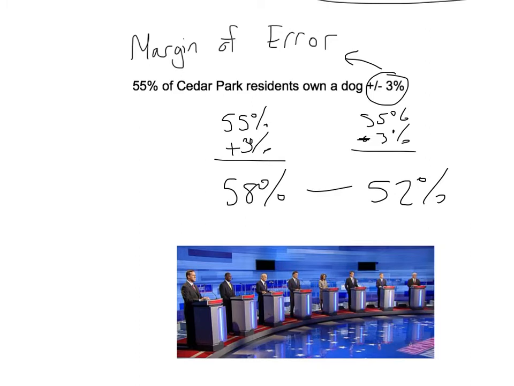So what that really means is that, okay, maybe 55% of Cedar Park residents own a dog, but more realistically, because the sample that we took, and that people answered our survey, it's not going to be perfect. It's more realistic to assume that, and I should really flip these around, 52% to 58% of people in Cedar Park actually own a dog. Might not be exactly 55%.